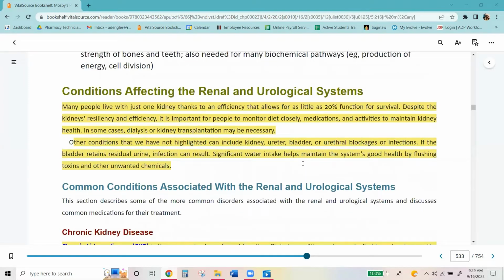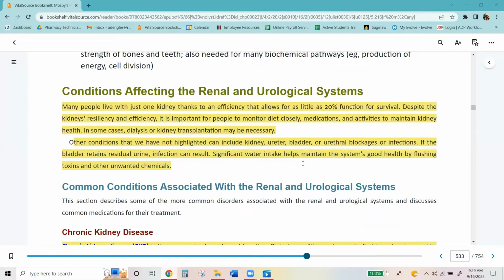Many people live with just one kidney thanks to an efficiency that allows for as little as 20% function for survival. Despite the kidney's resiliency and efficiency, it is important for people to monitor diet closely, medications, and activities to maintain kidney health. In some cases, dialysis or kidney transplantation may be necessary. Other conditions that we have not highlighted can include kidney, ureter, bladder, or urethral blockages or infections.